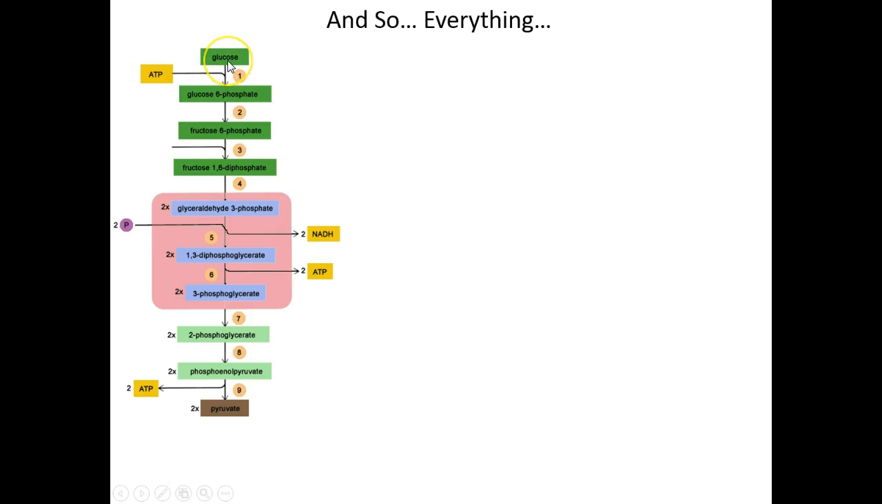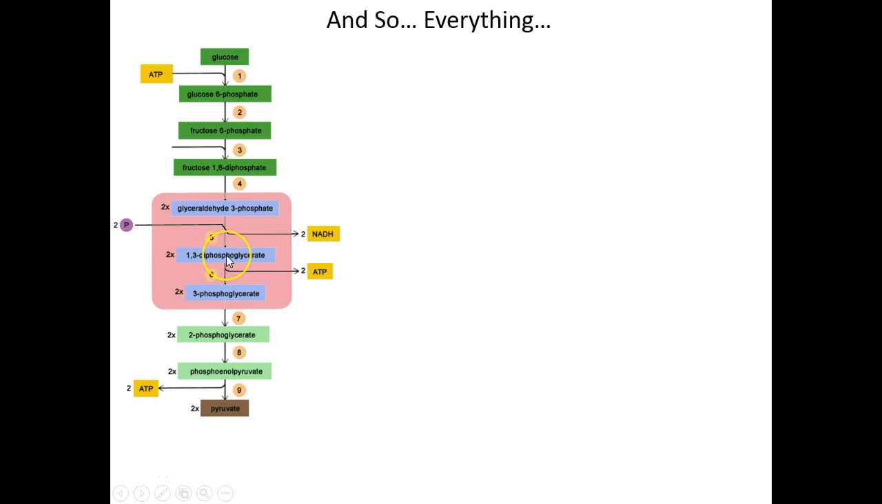We started with glucose and phosphorylated it to glucose 6-phosphate, isomerized it to fructose 6-phosphate, phosphorylated it again to fructose 1,6-bisphosphate, and then we cleaved that into 2 molecules of GAP. Of course, isomerizing DHAP into our second GAP molecule.